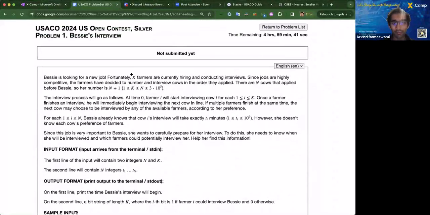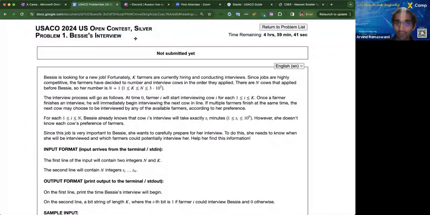Yeah, so this is problem one. Bessie is looking for a new job, and there are K farmers conducting interviews. We have K is at most N, which is at most 3 times 10 to the 5. And the time starts at 0.